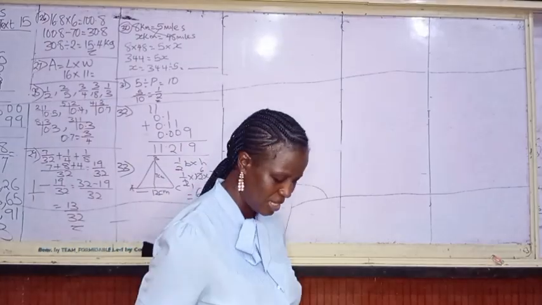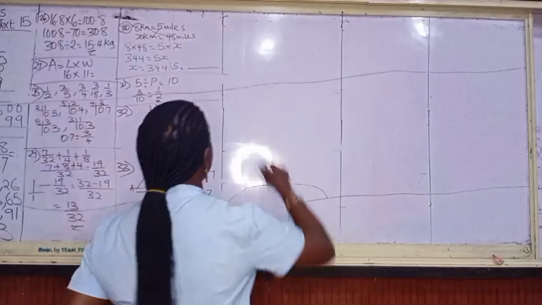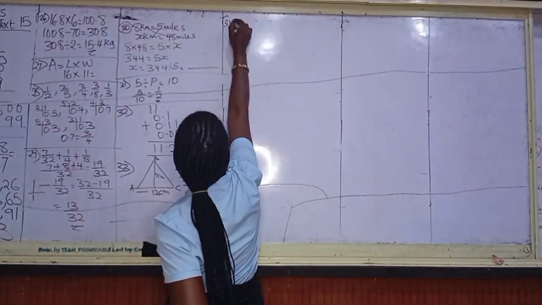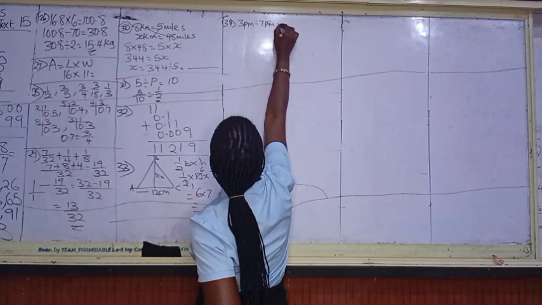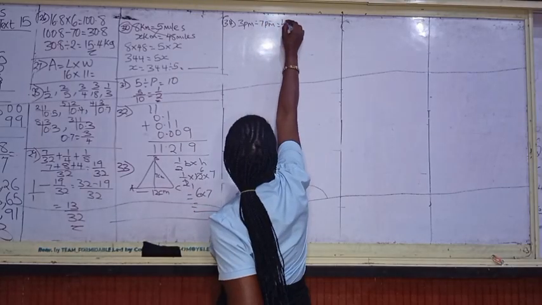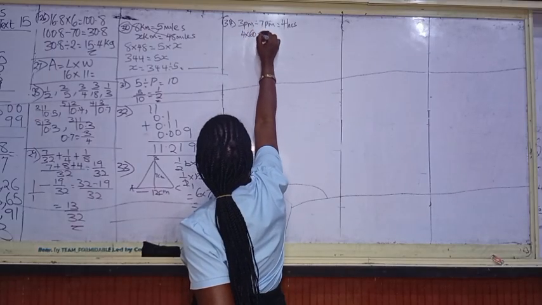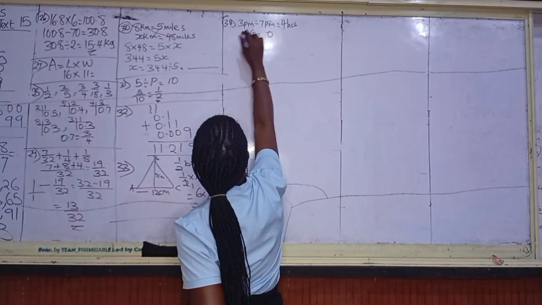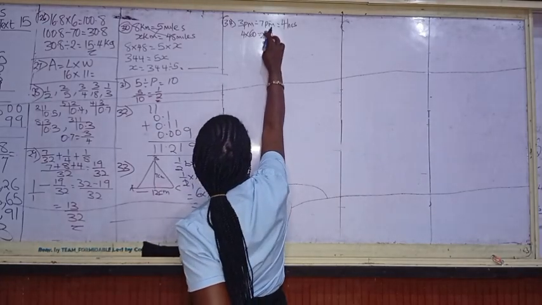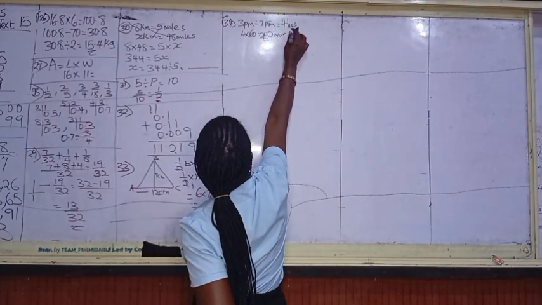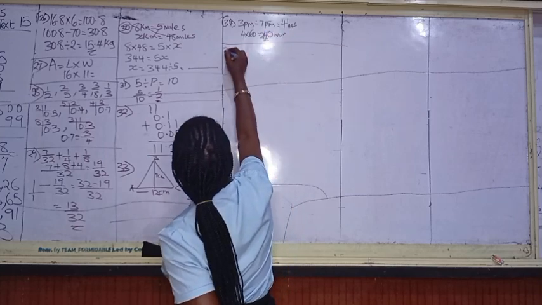Number 34 says, how many minutes are there between 3 p.m. to 7 p.m.? So between 3 and 7, that is 4 hours. So we are converting 4 hours times 60. 4 times 0 is 0. 4 times 6, that is 24. So our answer there is 240 minutes. So for 4 hours, we have 240.